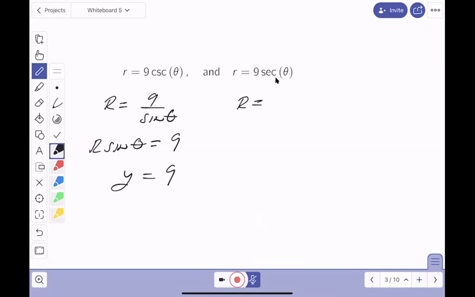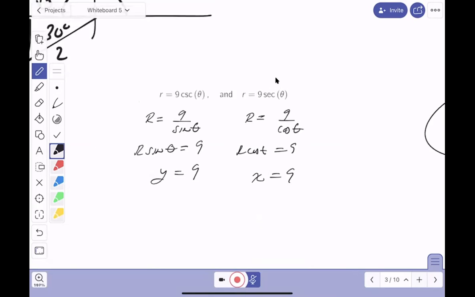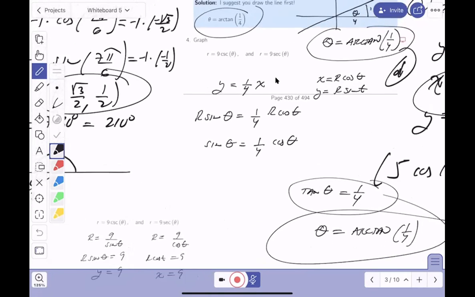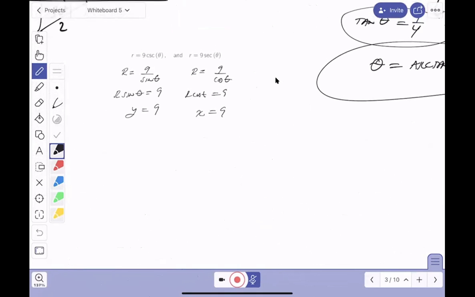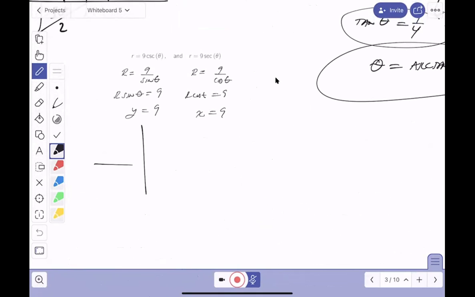This is r equals 9 over cosine theta. And then you get r cosine theta is equal to 9. What do you get over there? Well, r cosine theta is x equals 9. And let me see. I have to go back to the question because I can't remember if that's what they said. Oh, they said graph it. So graphing this guy over here is really simple. The first one graphs out as y equals 9.